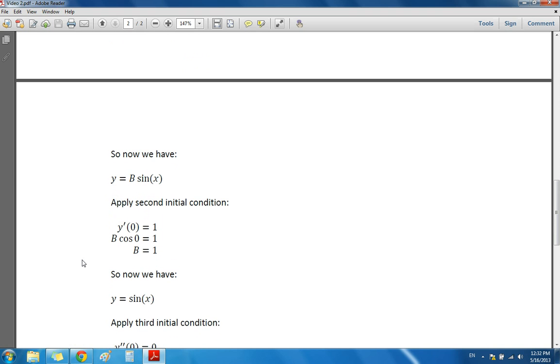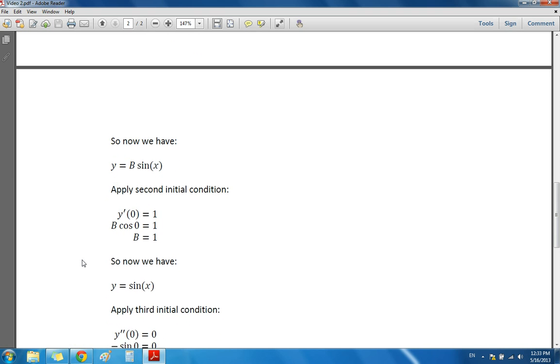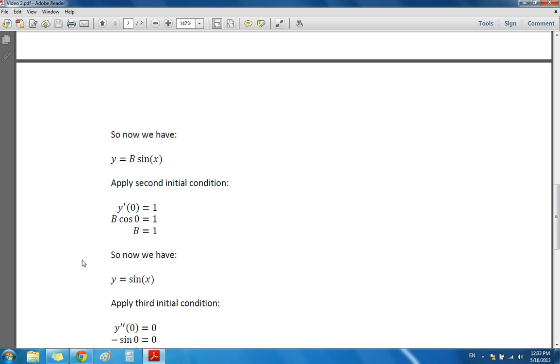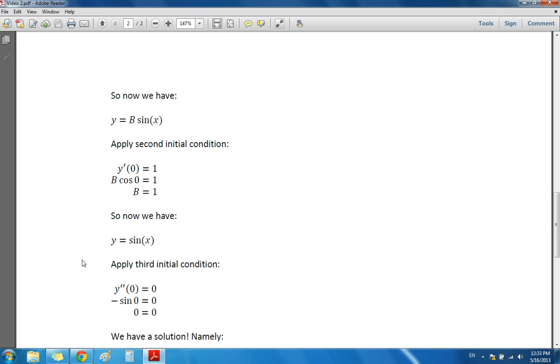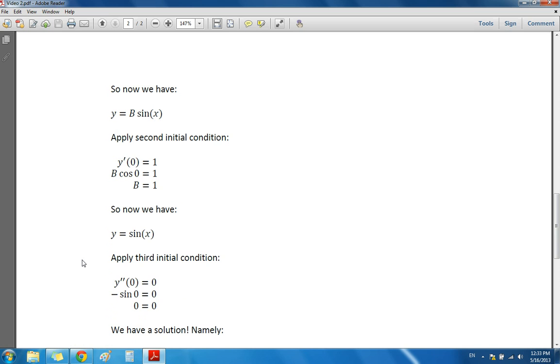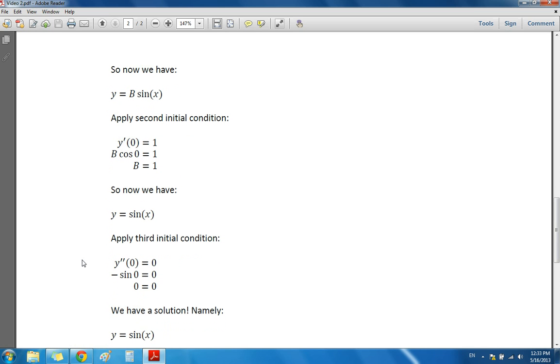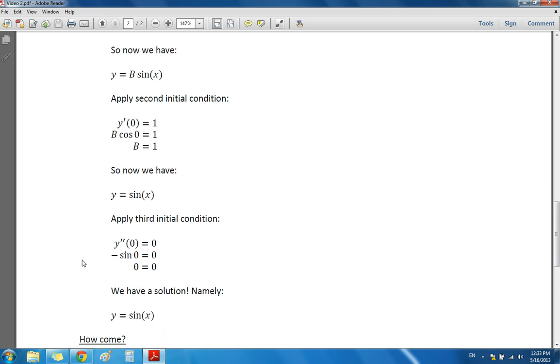We take the second derivative of our solution and evaluate it at 0, and we know that this must be equal to 0, and in fact it is. So we have found a solution to the equation and the initial conditions, and it's just y equals sine x. So how come we're able to find a solution here?